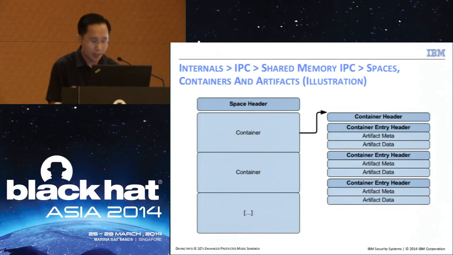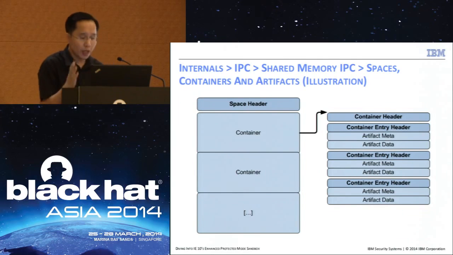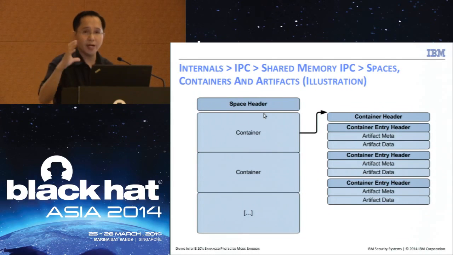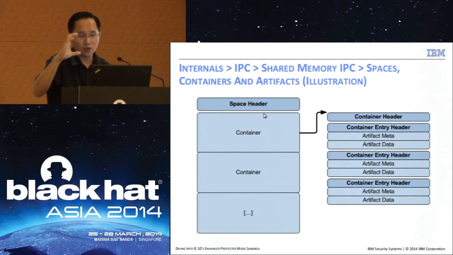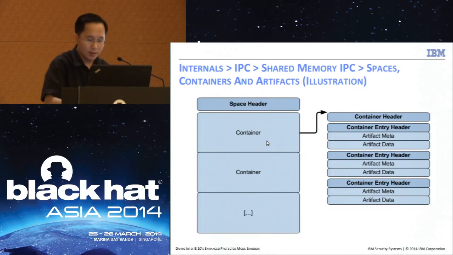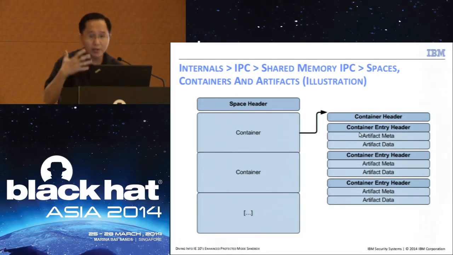But for a high-level explanation, each shared memory is called a space. Each space is divided into chunks of memory called containers. Each container holds specific types of data. For example, this container will contain shared data, and this container contains IPC messages. Each container is then subdivided into container entries, and each container entry contains the actual artifact, which contains the actual data being shared or communicated.